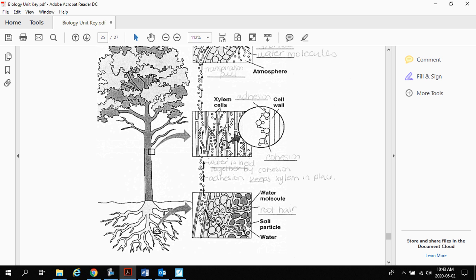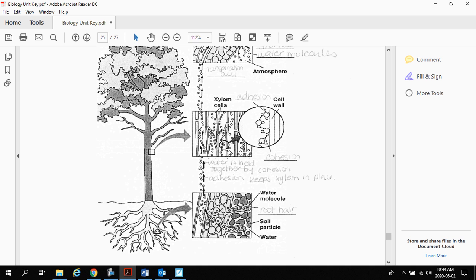You see it's a hollow tube. Again, I said it's like multiple straws stuck together, so that's why you see a little bit of a defined part in between, but water can keep moving up that. Water is held together by cohesion, meaning one water molecule holds on to the next water molecule, and adhesion keeps the water in place in the xylem.